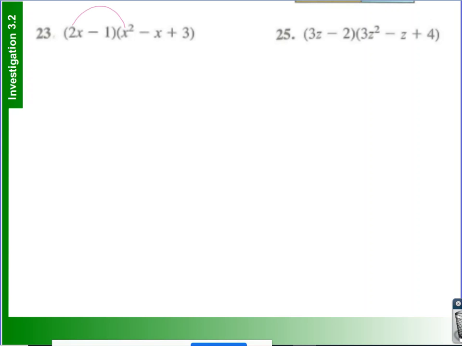Okay, and you got 2x to the third because 2 times 1 is 2, x times x squared is x to the third. Okay, I'm with you again. Okay, go for it. Okay, and then I multiplied 2x by negative x to get negative 2x to the second. Okay. And then I multiplied 2x by 3 to get positive 6x, sorry.